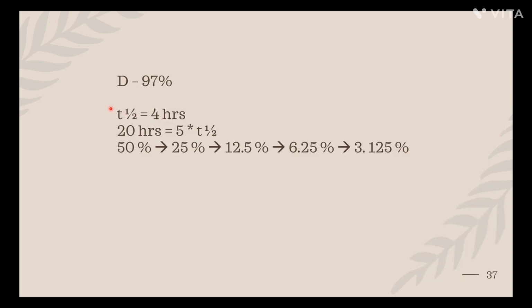So T half is 4 hours, 20 hours means 5 times T half. So 5 T half will be used. That is 50% will be used, then 50% of 50%, that is 25%, and half of that 12.5, 6.25, 3.125. You add all that, you'll get 97% will be eliminated.